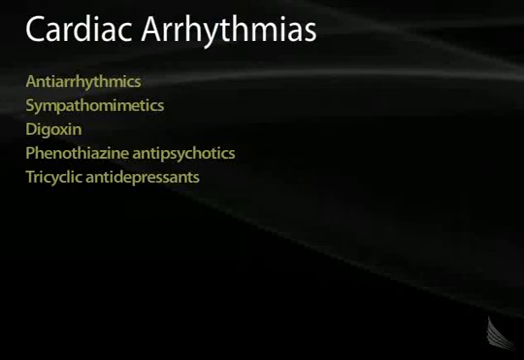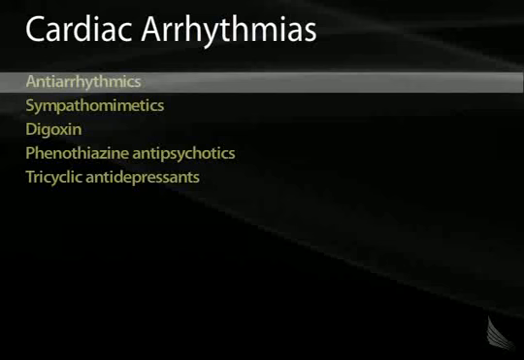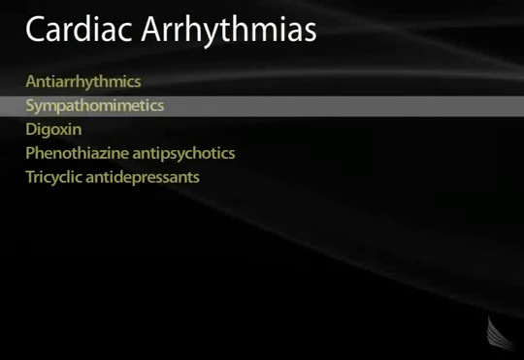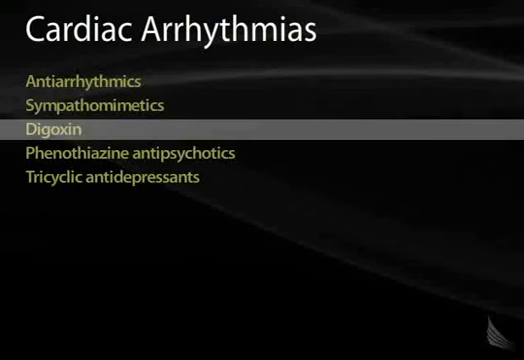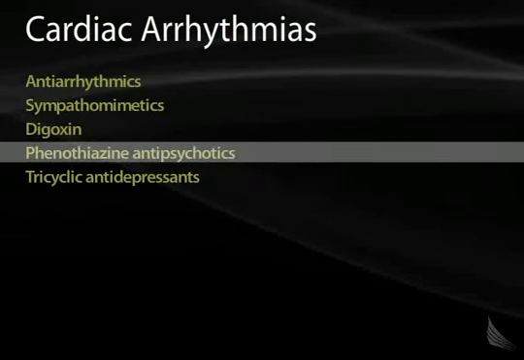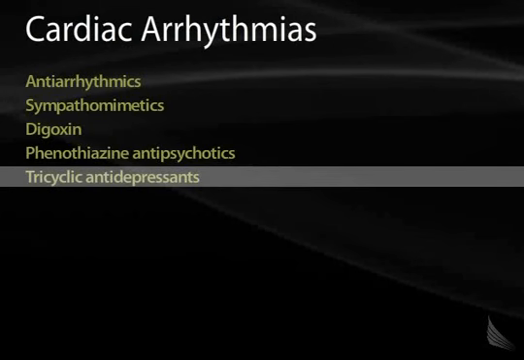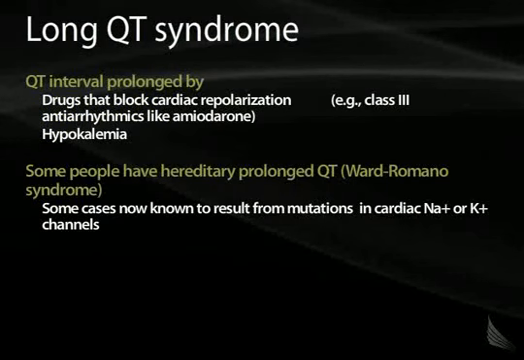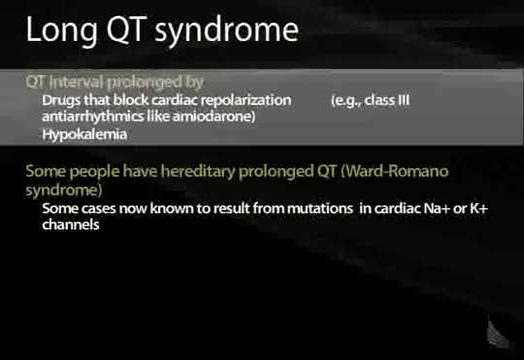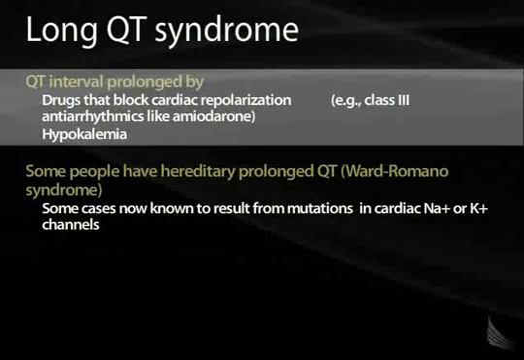Cardiac arrhythmias. Ironically, the patients you are most likely to see arrhythmias in are patients that are receiving antiarrhythmics in the first place. Also, patients that are receiving sympathomimetics, such as amphetamines, digoxin, phenothiazine antipsychotics like we talked about, and tricyclic antidepressants. Specifically, long QT syndrome is a disease that is very dangerous. QT intervals are prolonged by multiple situations and medications.